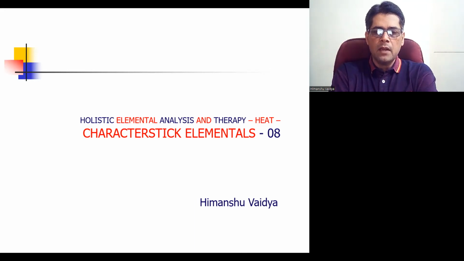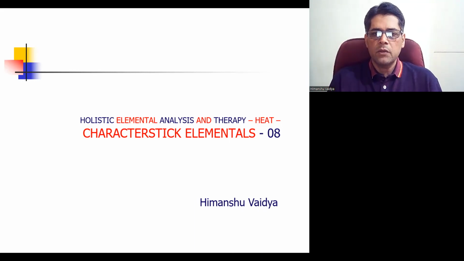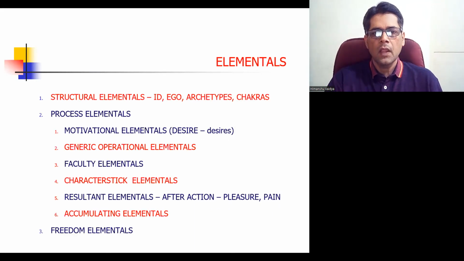We have different categories of elementals which we saw, and characteristic elementals is one important category of elementals that works in this model of mind and approach to pathogenesis and healing. To revise what we saw before, the elementals in the DEET model can be divided into structural elementals and functional elementals or process elementals. And the process elementals can be further subdivided into motivational, generic operational, faculty, characteristic, resultant, and accumulating elementals.